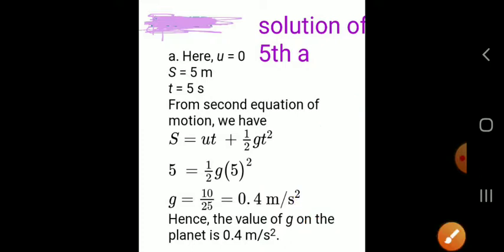Hence we can see the value of g on the planet is 0.4 meter per second square. This is the answer of this first question. Now let us come to the second question.